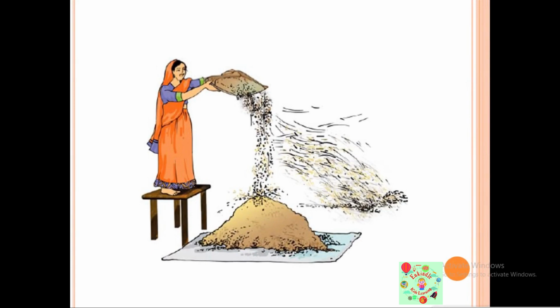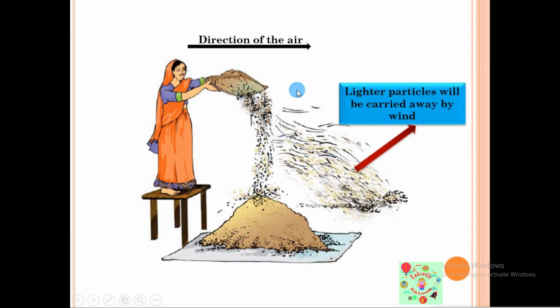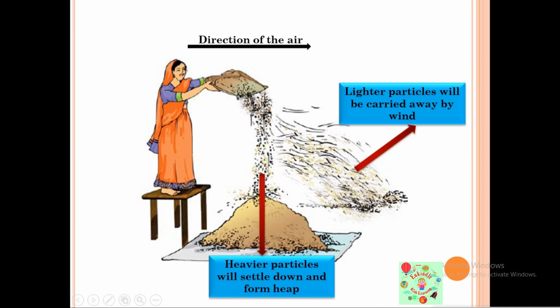Can you see this picture here? Here, a woman is standing on a raised platform. She's got a mixture of grain and husk. Suppose this is the direction of air. When the woman drops the grain from a height with a tilted container, the lighter particles, in this case husk, are carried away by the wind, whereas the heavier particles, in this case grains, will settle down and form a heap.